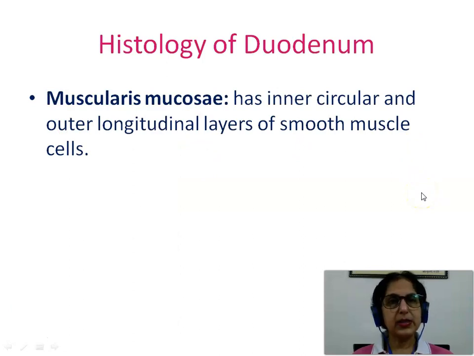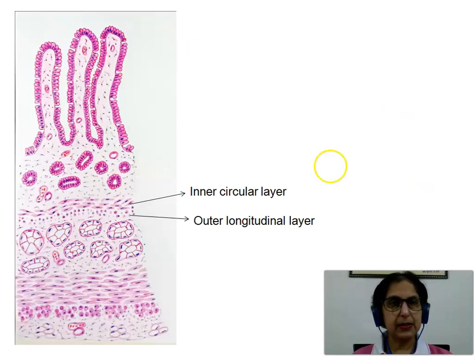Next we see the muscularis mucosae. It has 2 layers, inner circular and outer longitudinal layers of smooth muscle cells. This is what we see here in the lowermost part, the deepest part of the mucosa: the muscularis mucosae, the inner circular and outer longitudinal layer of smooth muscle fibers. Thus we have studied the mucosa, which is made up of lining epithelium, lamina propria and muscularis mucosae.